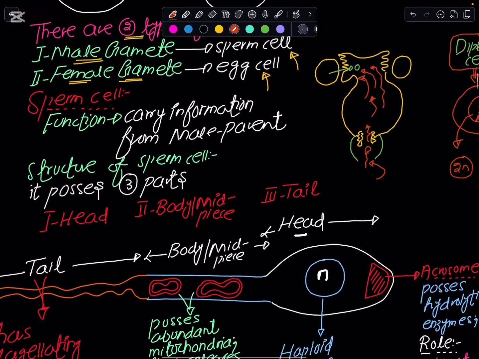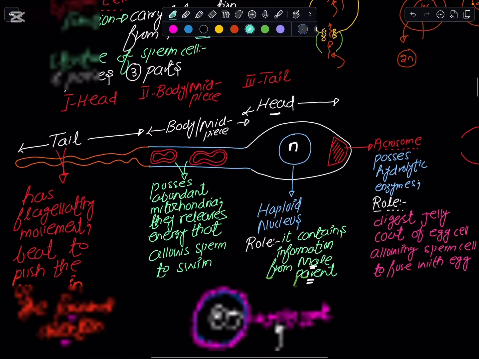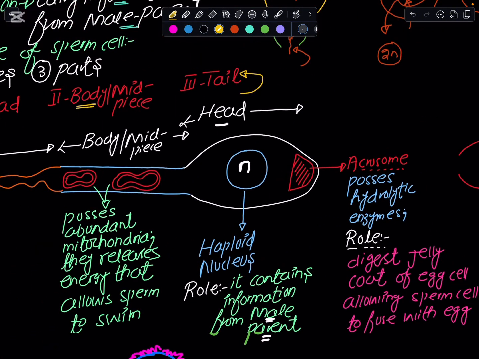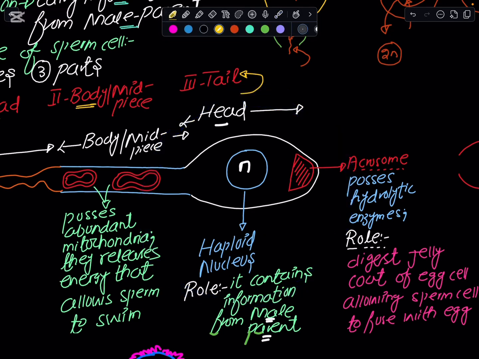Okay, guys. So overall, the function of the sperm cell is that it has to carry the genetic information from the male parent. And if I were to show you the diagram of the sperm cell, this sperm cell overall has three subparts. We will have the head, then there is going to be the body or the midpiece, and at the end we will have the tail. Now this part of the sperm that is shown right here is the head. And in the head, we have two things.